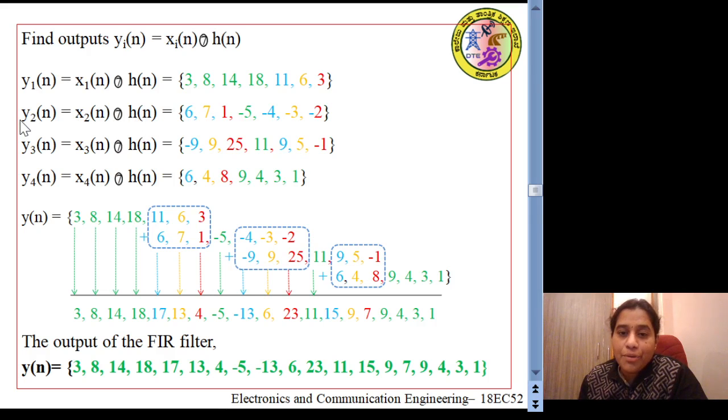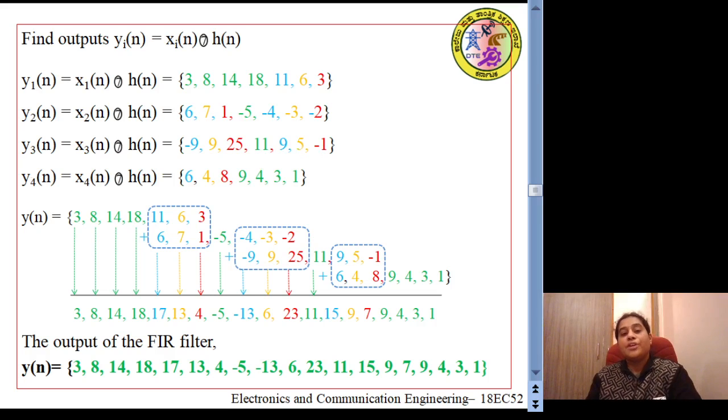The output block y2 of n has the samples 6, 7, 1, minus 5, minus 4, minus 3 and minus 2. Next, our y3 of n can be obtained by 7-point circular convolution of x3 of n with h of n. We obtain the values minus 9, 9, 25, 11, 9, 5 and minus 1.